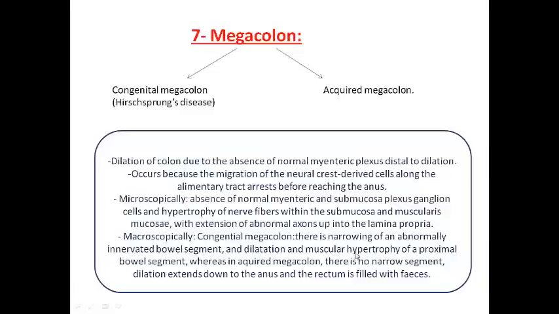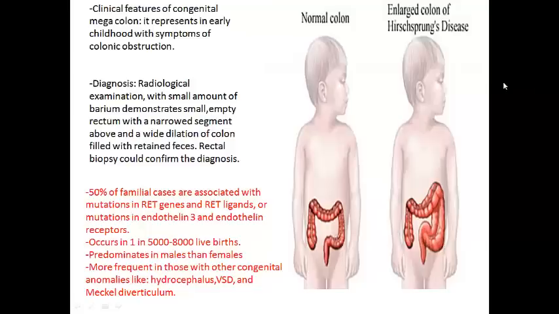Usually this dilatation or muscular hypertrophy is a compensatory mechanism, whereas if you're talking about the acquired megacolon and not the congenital one, you won't find narrow segments. The dilatation goes down through the anus and the rectum is filled with feces. Let's start with the congenital megacolon, which is Hirschsprung's disease. As you can see in this image, there is a dilatation of the colon, and the colon is mega in size, which is really large in size.